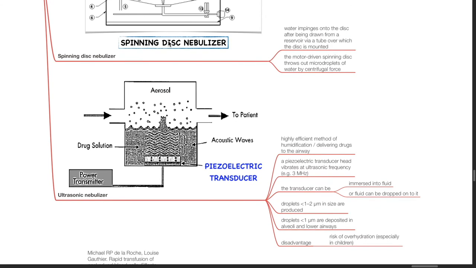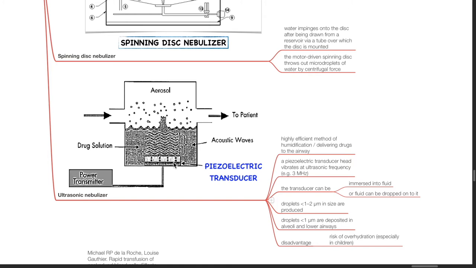Ultrasonic nebulizer is highly efficient in delivering humidification and drugs to the airway. A piezoelectric transducer head vibrates at ultrasonic frequency. The transducer can be immersed in the fluid or the fluid can be dropped onto it.